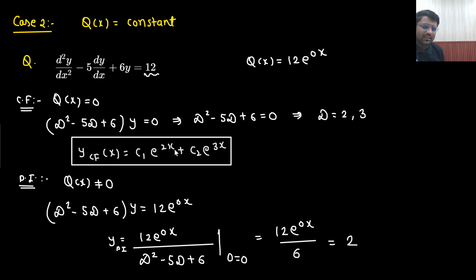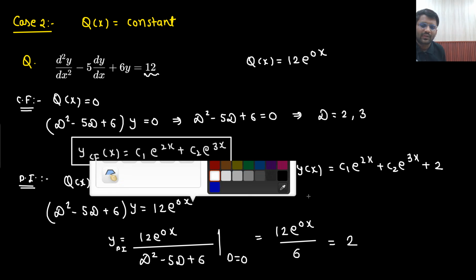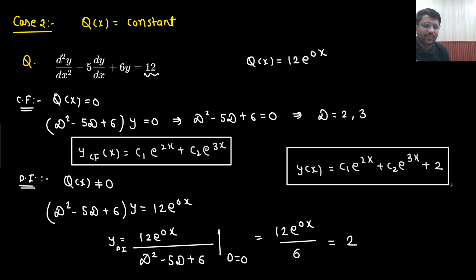So your CF is C1 e to the power 2x, C2 e to the power 3x, PI is simply 2. So what is your y of x? Sir, y of x is nothing but C1 e to the power 2x plus C2 e to the power 3x plus 2. So for constant, sir, there is a very simple process. D equals 0 I need to put. If you can remember it, then it is fine. Otherwise, you can understand 12 into e to the power 0x. That means d equals 0 I need to put.